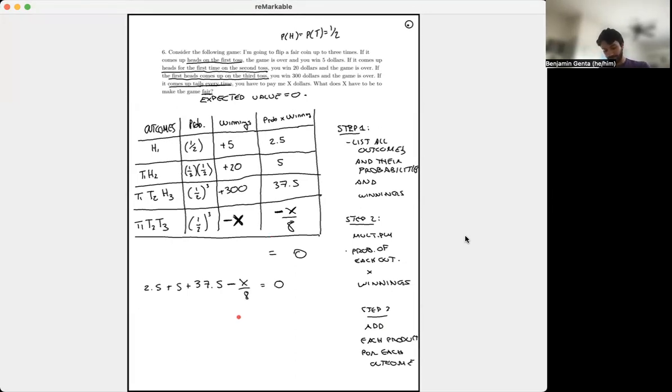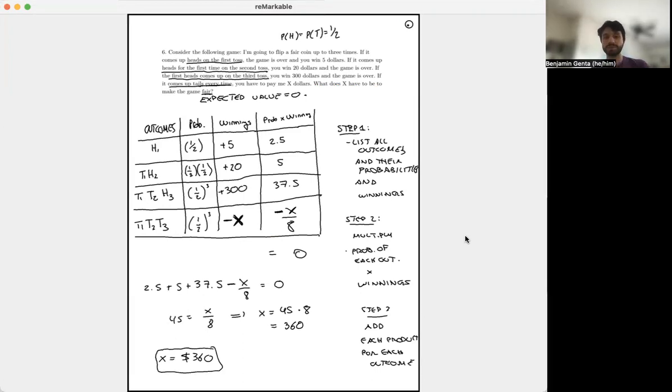So really what we want, by adding all of these together, is that 37.5 plus 2.5 is 40, plus 5 is 45. So 45 is equal to X over 8. And that just means that X is equal to 45 times 8, which is equal to 360. And so now we have the answer. What does X have to be for the game to be fair? Well, X has to be $360. And this game is fair.